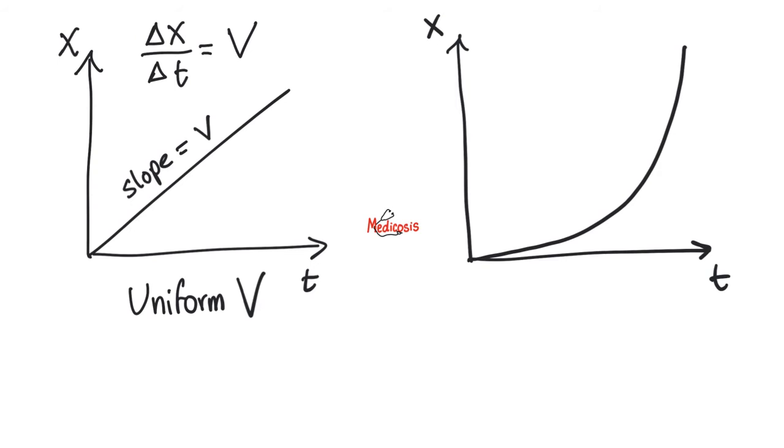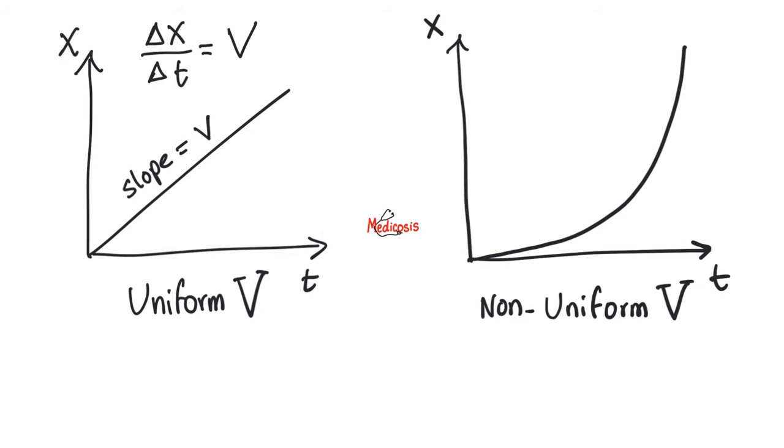Answer, this is non-uniform or variable velocity. Why? Because it's not a straight line. It's the line that started slow and then accelerated, and accelerated some more. How do I confirm that this is uniform velocity and this is non-uniform velocity? Easy. You will need to measure and find the slope.